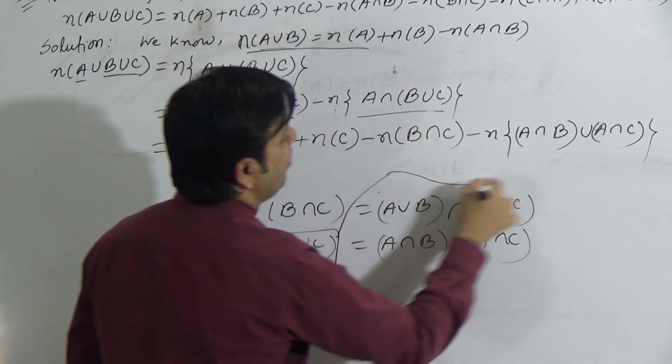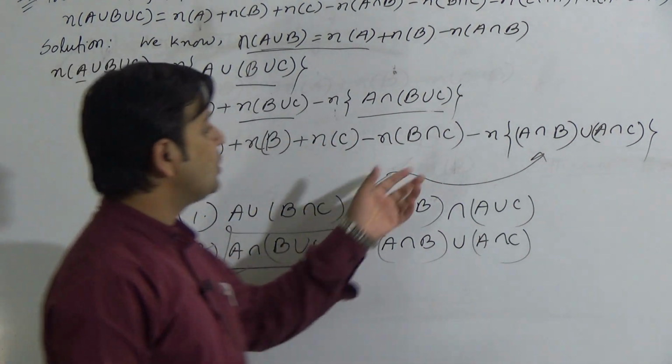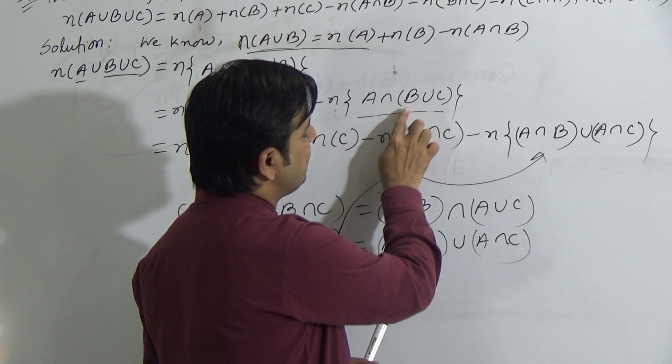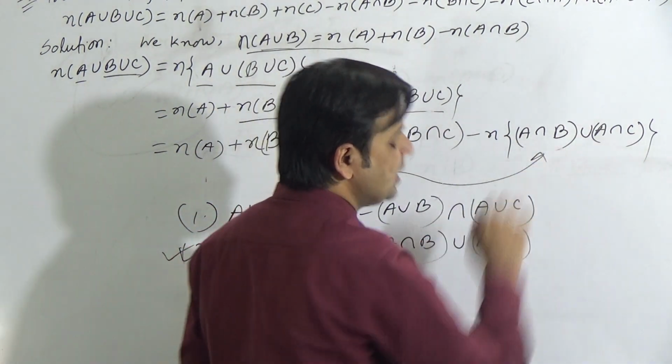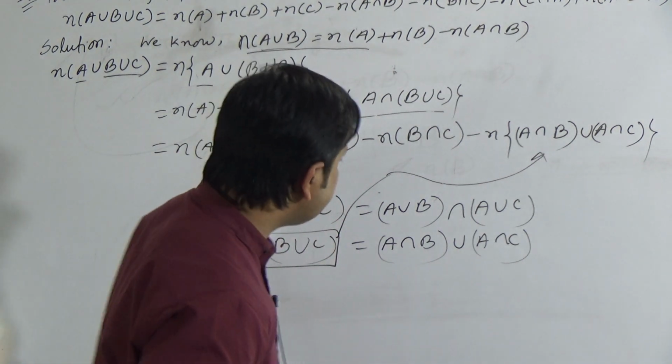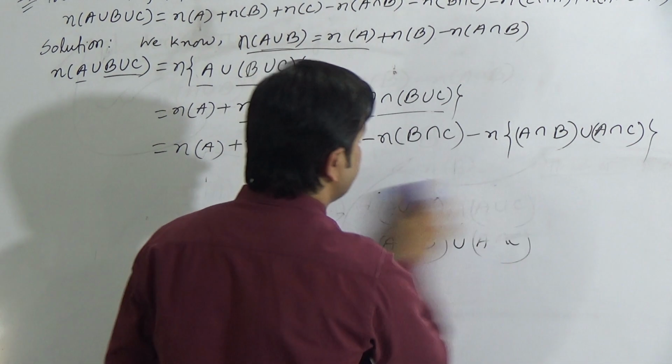So, from this we can write this. It means that using distributive law we can write A intersection B union C is equal to A intersection B union A intersection C using distributive law. Now, we have to write the next line.